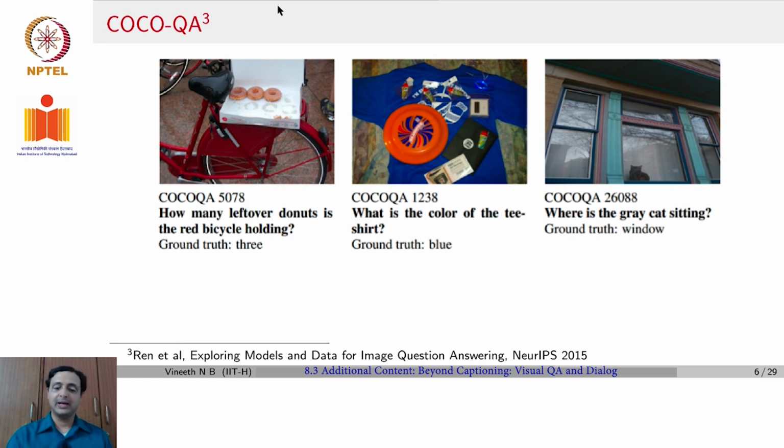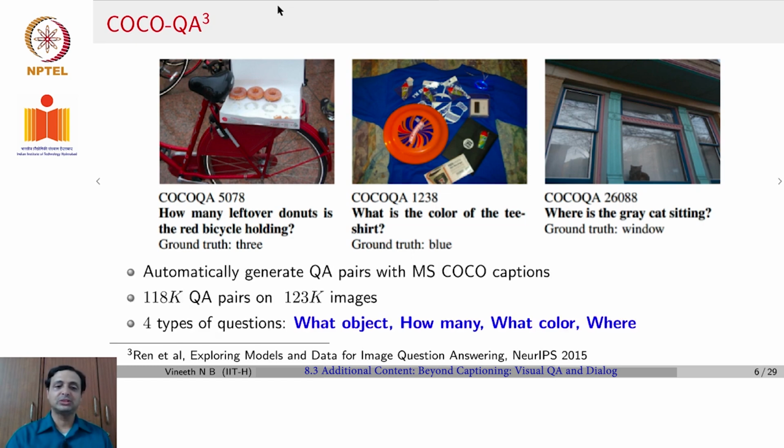So the COCO QA dataset used those captions to automatically generate QA pairs, question answer pairs. For example, given this image, if there was a caption, the caption is converted now into a question and answer. The question could be, how many leftover donuts is the red bicycle holding? And the answer is 3.